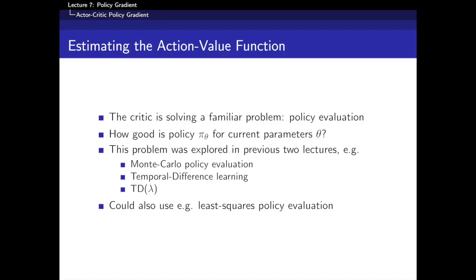So a way to understand this is we want to say, how good is this current policy pi u for our current parameters u? We want to know how good is that thing. And so we can use everything we've learned so far: Monte-Carlo policy evaluation, temporal difference learning, TD lambda, pick your favorite policy evaluation algorithm, least squares temporal difference learning, anything you like, throw it into the pot, get an estimate of your action value function, and use that to adjust your actor.